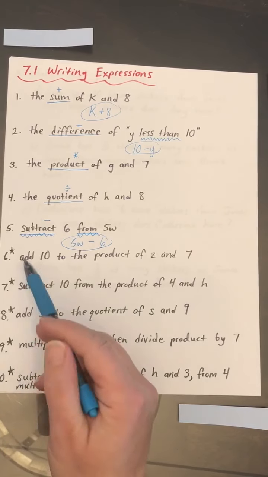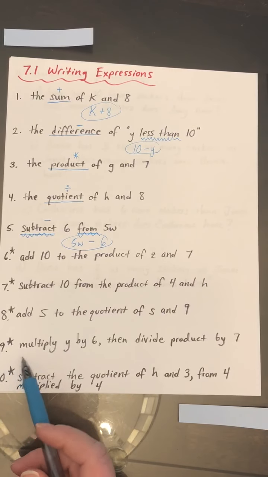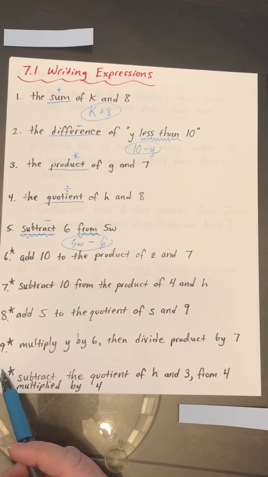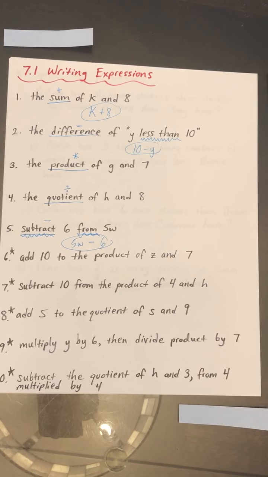I starred the next few problems because I noticed that they're a little more difficult. There's multiple steps to them. So I'm going to walk you through a couple just to kind of get you thinking, and then I'm going to let you finish the others the best you can on your own. Number 6, it says add 10 to the product of Z and 7.